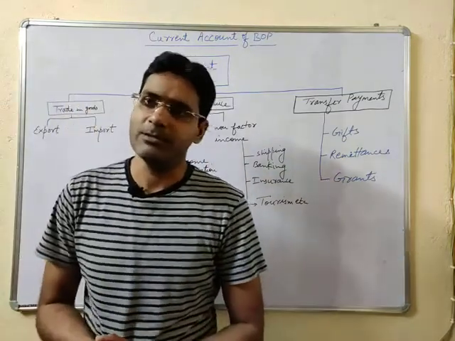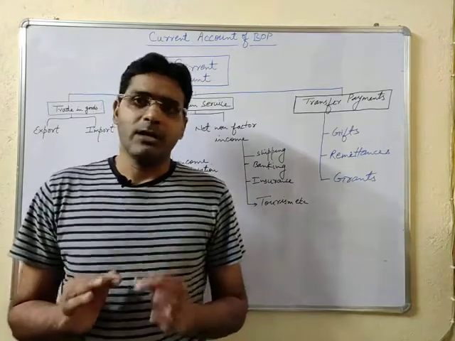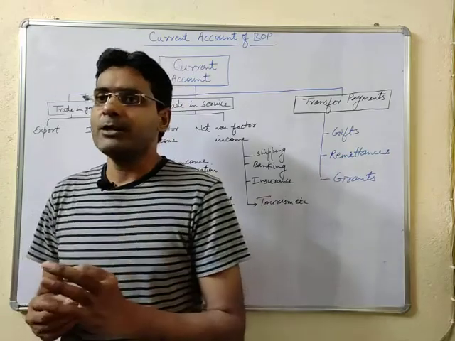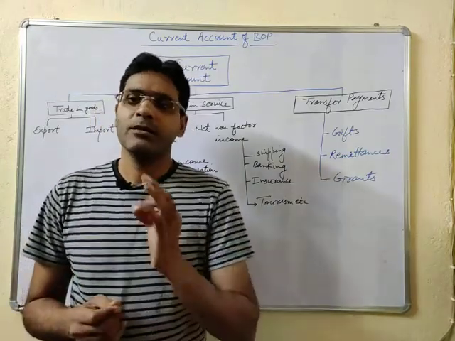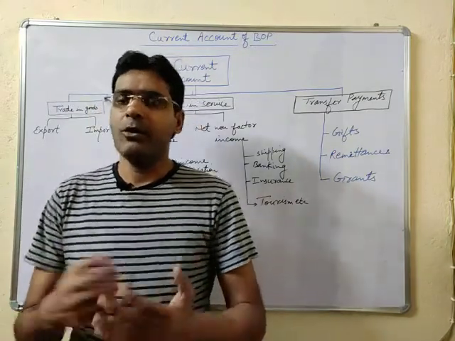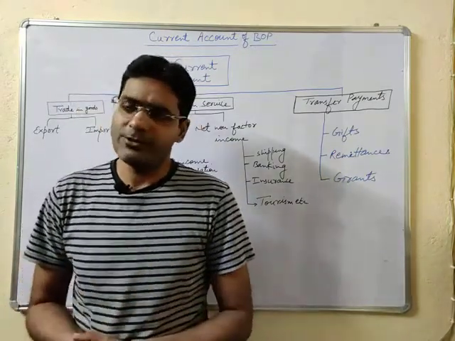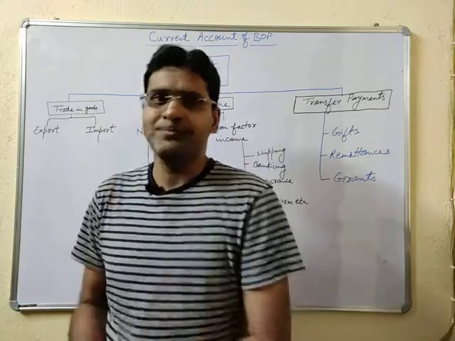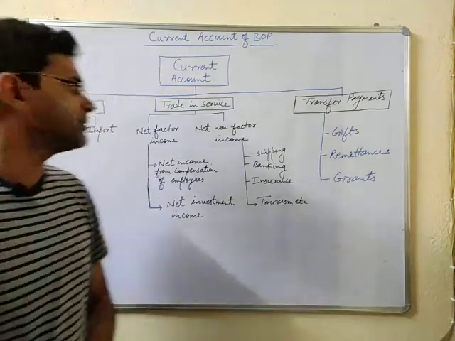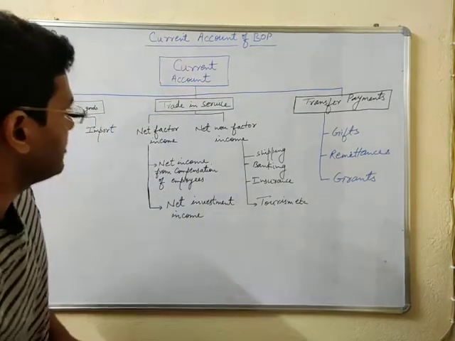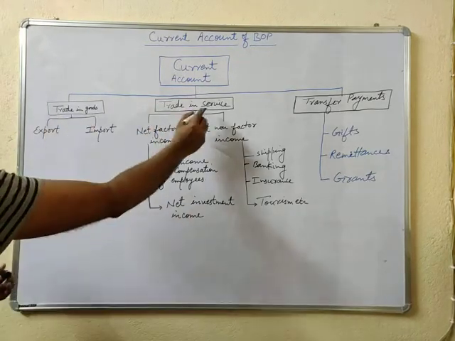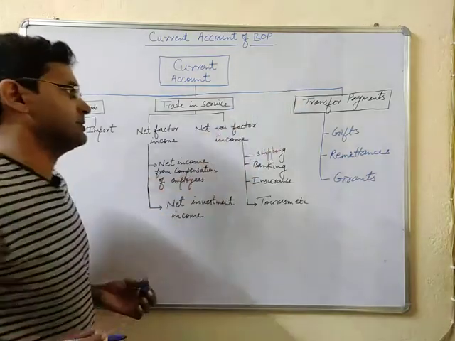of balance of payments. Current account is an account which records the economic transactions related with goods, services and current transfers, or what is called unilateral transfers. So I have mentioned over here the structure of current account. Here we see the current account is an account which deals with trade in goods, trade in services and transfer payments.